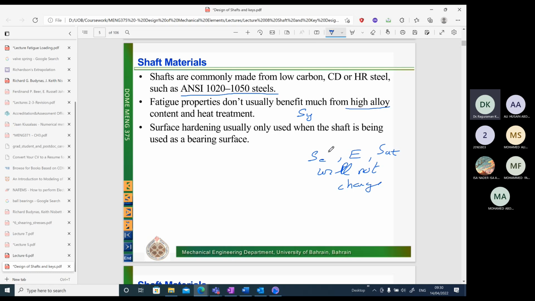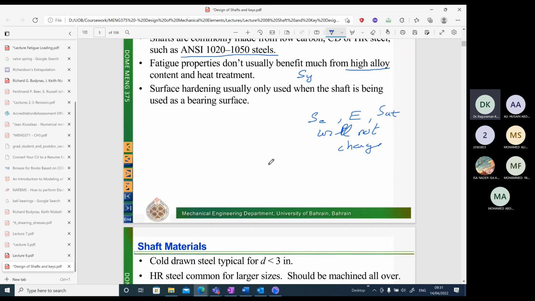Okay, so how do we improve SE values? One method is you can do some surface hardening. If you make your surface very hard, it is scratch proof. If it is scratch proof, then the fatigue properties automatically improve. Different methods by which we can do surface hardening are carburizing, nitriding, maybe you provide some kind of surface coating. All these things will improve the fatigue properties of the shaft.